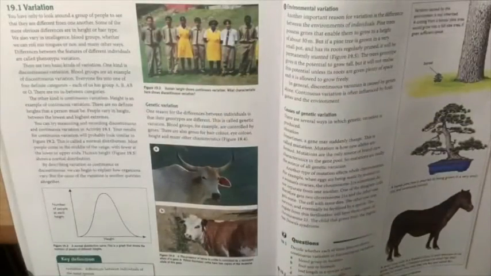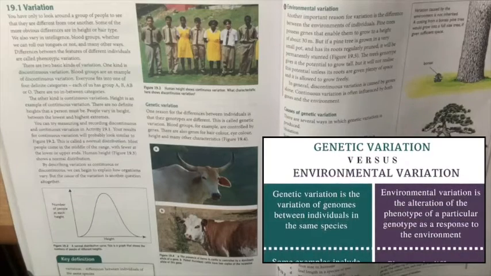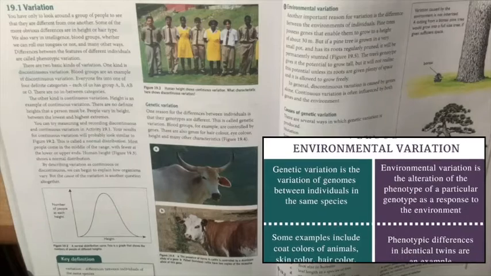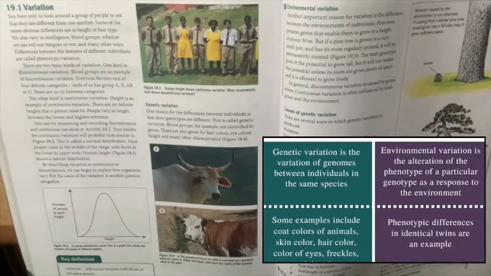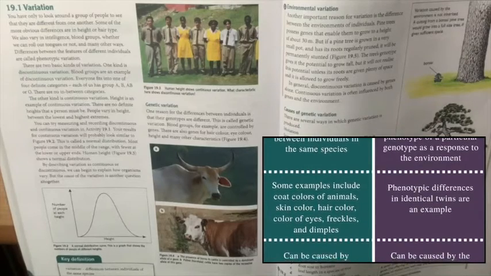The first type of variation is genetic variation, which is basically a variation due to the differences in genotypes. For example, blood groups, which are controlled by the genes. This may also affect hair color, eye color, heights, and many other characteristics.